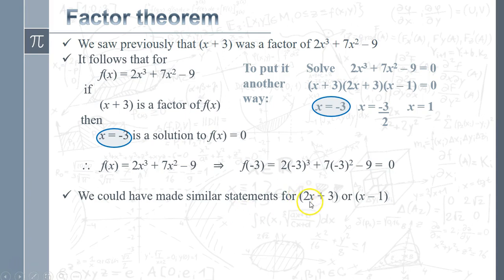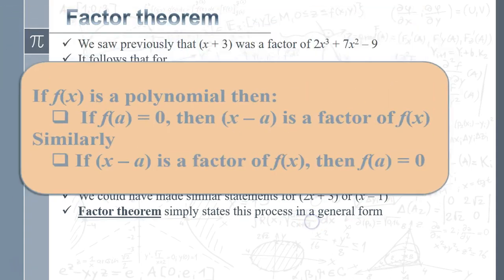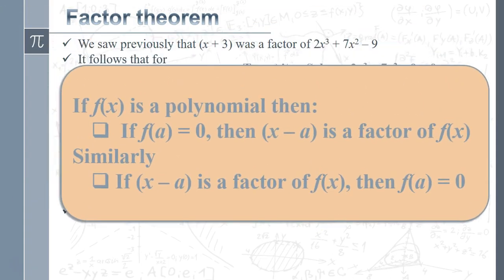So for the 2x plus 3 leading to x equals minus 3 over 2, or for the x minus 1 leading to x equals 1. Now all factor theorem does, it just basically puts that into a kind of slightly more formal process, which is this. So if f of x is a polynomial, then if f of a equals 0, then x minus a is a factor. And the reverse of that statement is if x minus a is a factor of f of x, then f of a equals 0.